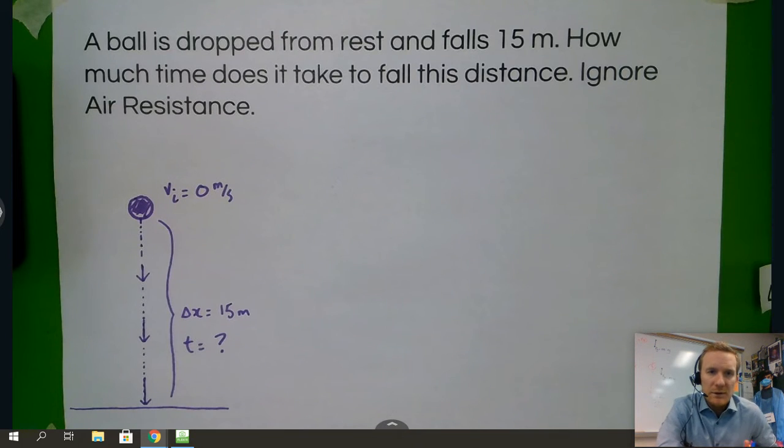So a ball is dropped from rest and falls 15 meters. How much time does it take to fall this distance? And as always, we're going to ignore air resistance. So this is a free fall problem.